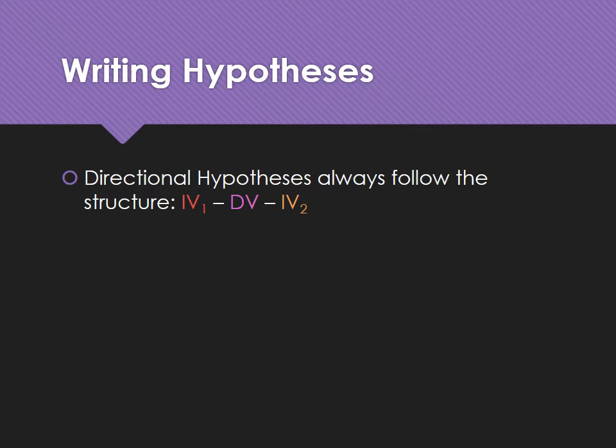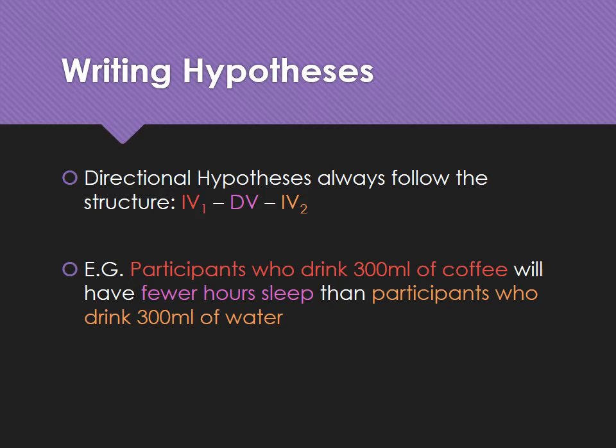So writing hypotheses, directional hypotheses always follow this lovely structure of IV, DV, IV. Now you see I've split the IV into two here. These are just the two conditions. IV1 is condition 1, IV2 is condition 2. Essentially I also call it a DV sandwich, because you're putting your DV in between both halves of your IV.